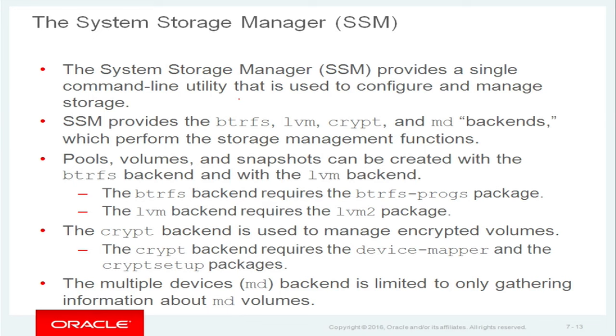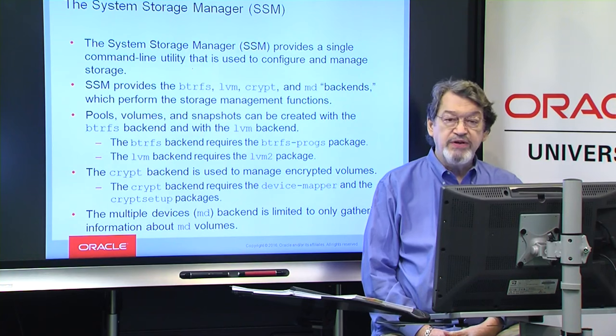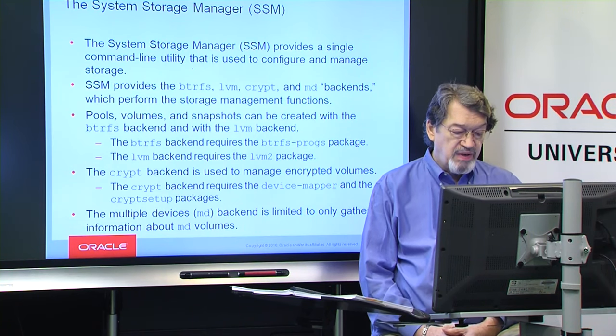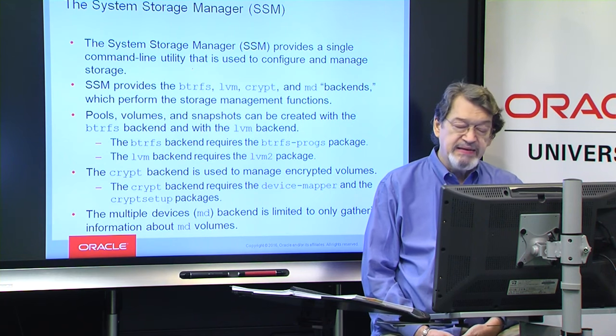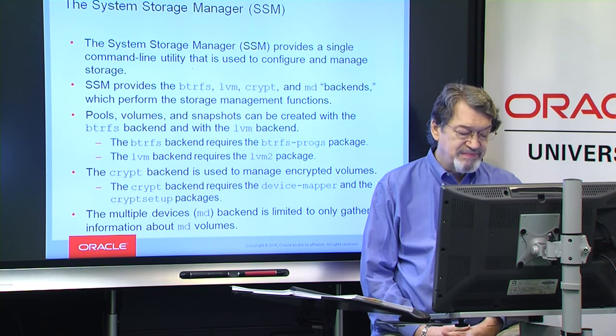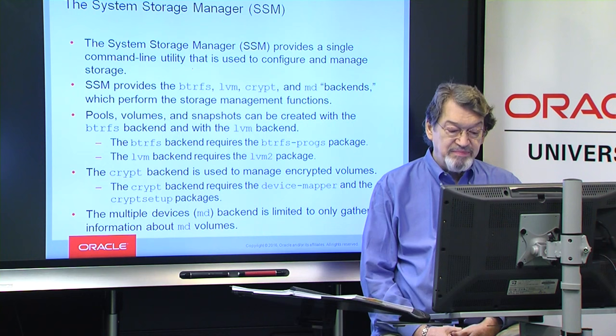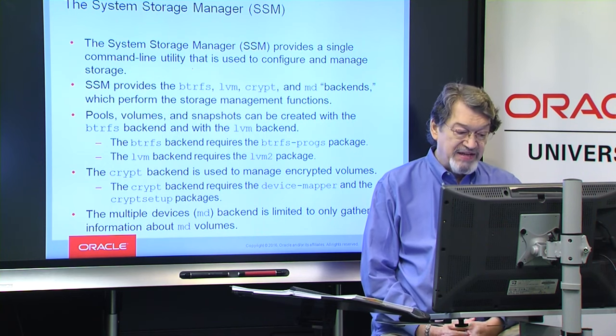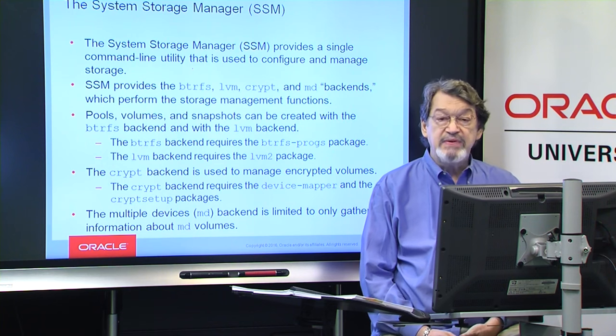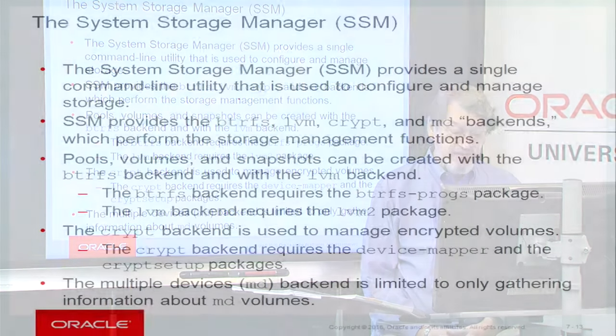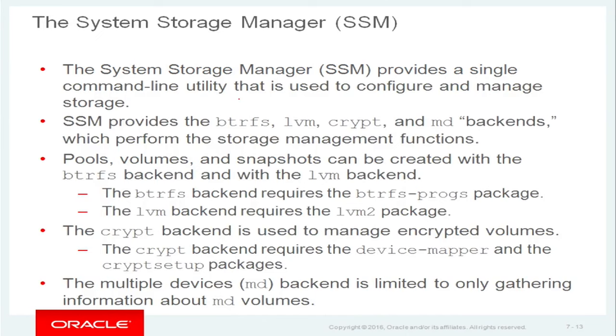And obviously we do have Snapper, all right? Now, if you were going to do the binary tree file system, it says it's the binary tree backend. No, to really make BTRFS available, you've got to do yum install btrfs-progs. All right, that's a requirement. LVM has a new LVM2 package. All right. The crypt backend is used to manage encryption. All right. A lot of people are big on it. But if you're using your LUKS keys, yeah, you can still do that. I mean, that's not a problem.